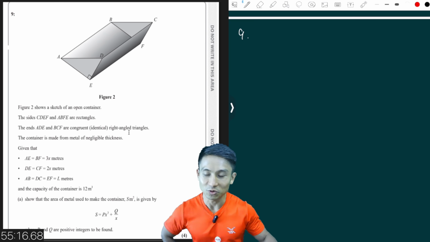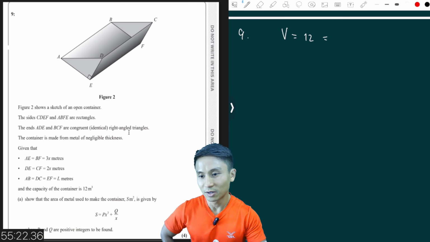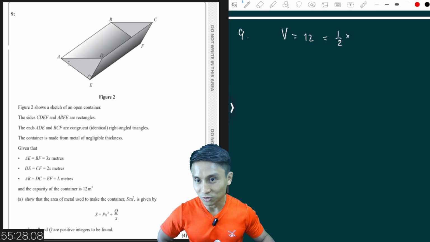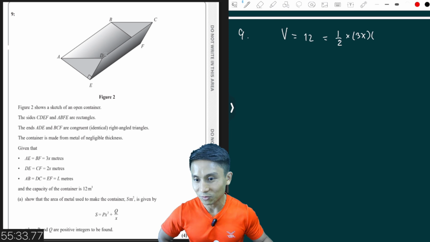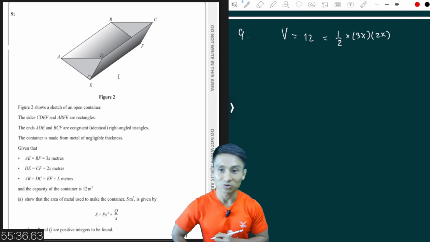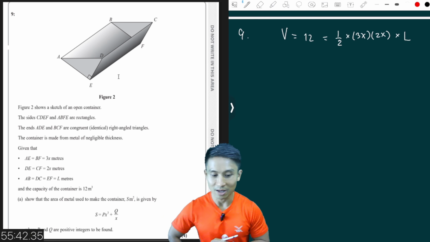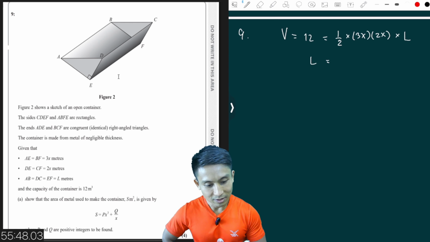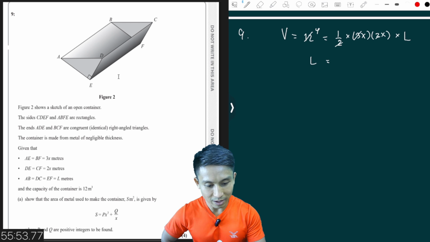Alright, so it's given you the volume. So we're just going to make an equation of volume. So volume equals 12 equals, well, the cross section is just 1/2 times, it's a triangle, so AE is 3x, that's the base, and then the height is DE here, which is given to be 2x, that's the area of the triangle of the cross section, and you're going to multiply that by the length, which is EF here, L. So doing this will allow you to make L in terms of x. So we're going to cancel 2 here, cancel 3 here. So that would be L equals 4 over x squared.